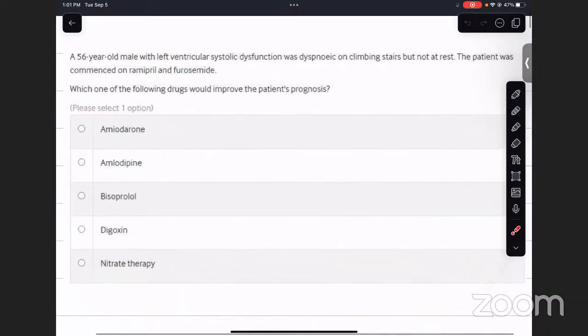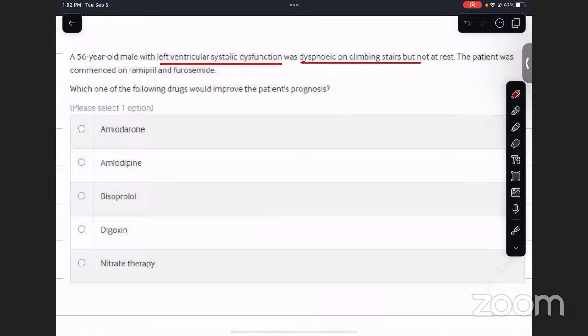If you look at this, a 56-year-old man with left ventricular systolic dysfunction is dyspneic on climbing stairs, but has no arrest. The patient is on an ACEI like ramipril and furosemide. Which of the following drugs would improve the patient's prognosis? The key point here is LV systolic dysfunction, and the current symptom is dyspnea on climbing stairs, and he is already on an ACEI and diuretics. So the question is which one of the following drugs will improve the patient's prognosis?